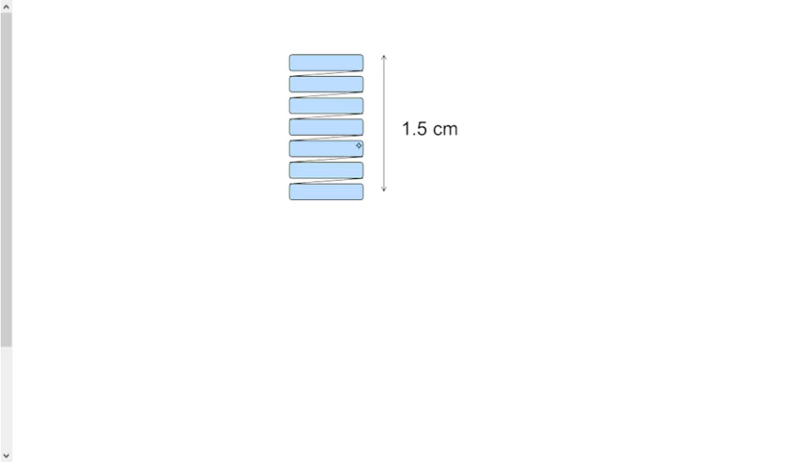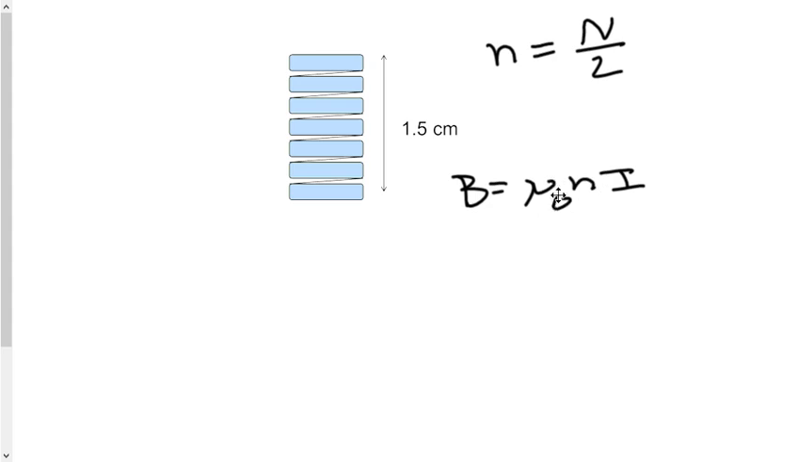Okay, so first of all, let's talk about N in a solenoid. N is the number of turns per unit length. And our equation for a solenoid is going to be B equals mu naught N times I. Okay, where N is the number of turns per unit length, mu naught is our permeability of free space, the 4 pi times 10 to the minus 7. Okay, and of course, I is the current.